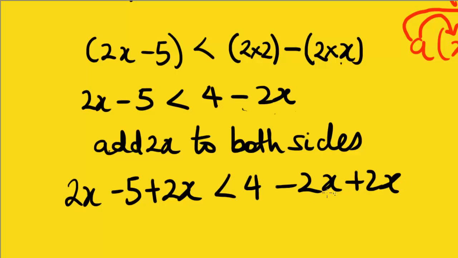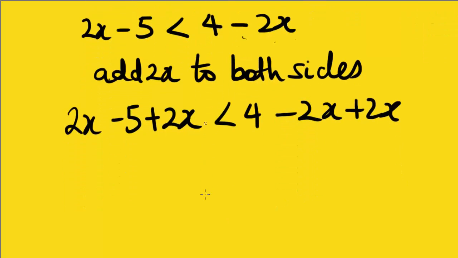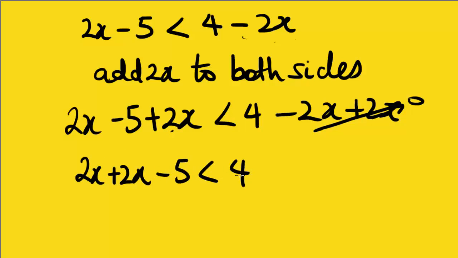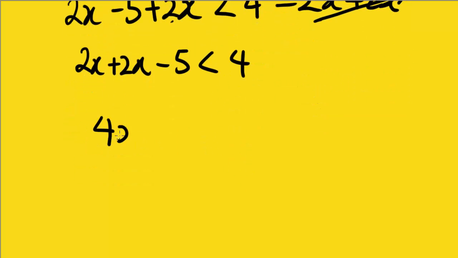Now, minus 2x plus 2x is obviously 0 because, think about it, if you had 2 sweets and you take 2 sweets away, you have no sweets. So that cancels out. You should remember that. Anyway, now on the right hand side we have 2x plus, well, let me write it out. 2x plus 2x and minus 5 less than 4. 2x plus 2x is 4x minus 5 less than 4.